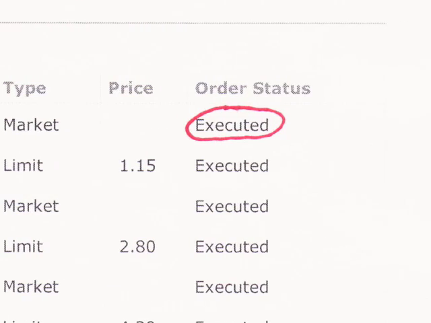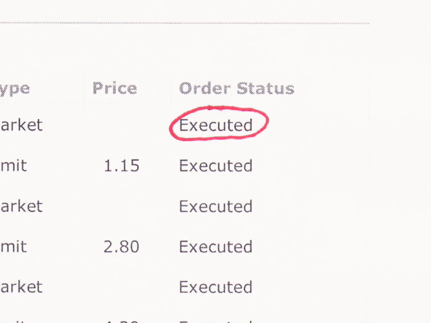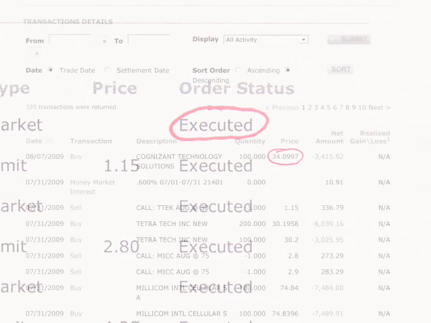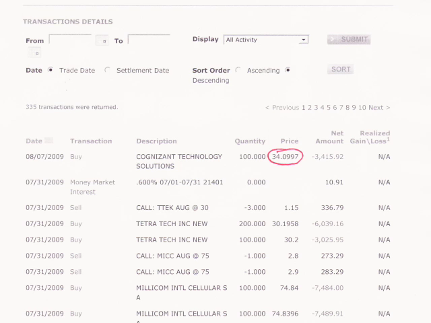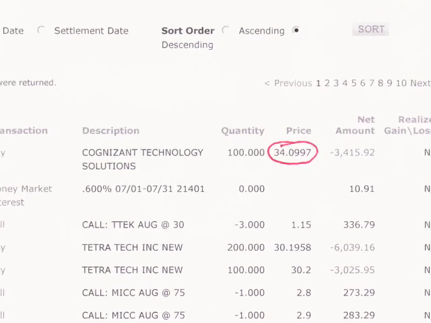And to find out the exact price, we can go to what's called account activity. And that shows over here that we did purchase the stock for $34.0997, about $34.10. And it shows you the amount that we spent, $3,415.92.